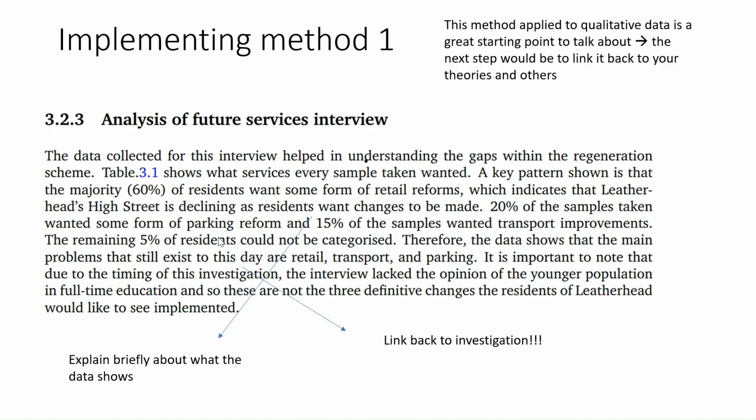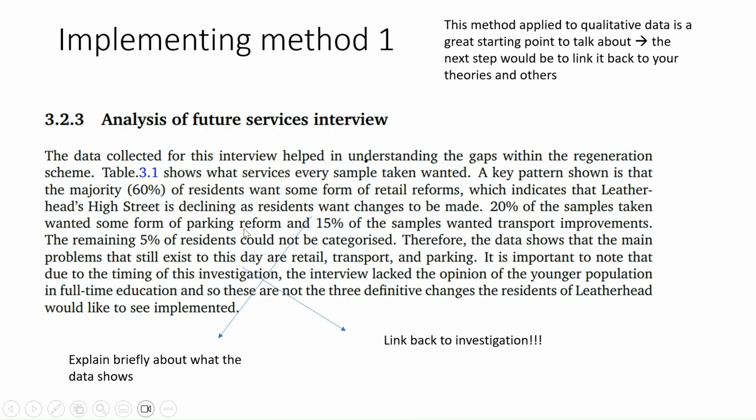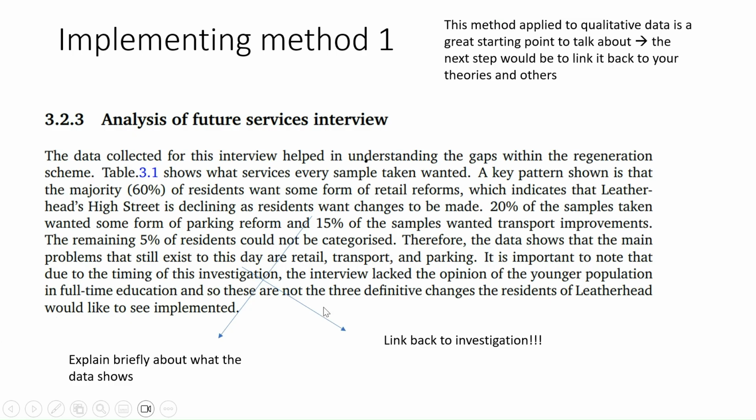So, implementing method one, which is a more mathematical based approach. Notice how even though this is all just words, I converted it into saying the majority of residents, 60%, wanted retail reforms. You can always convert this type of data into percentages, and I gave a key overview of what was going on. 60% wanted retail reforms, 20% wanted parking reforms, and 50% wanted transport improvements. You just have to explain briefly what the data shows, and now you can link back to your investigation.